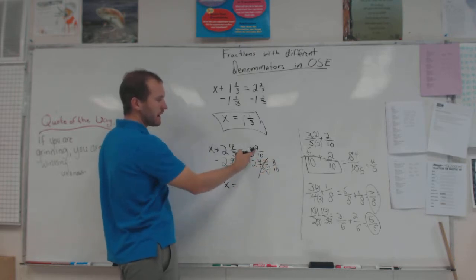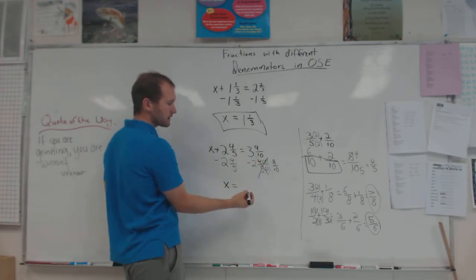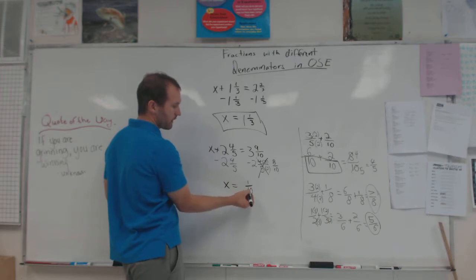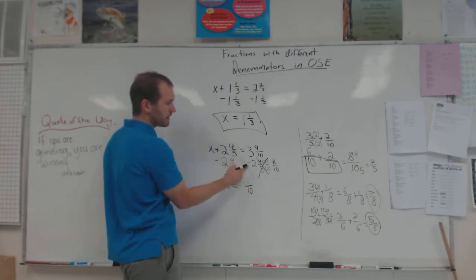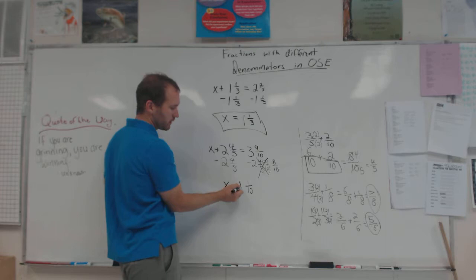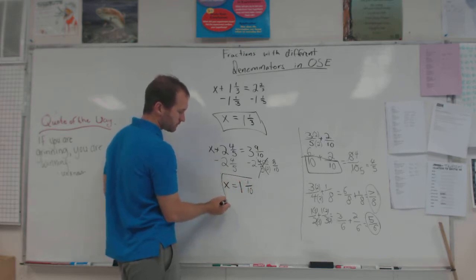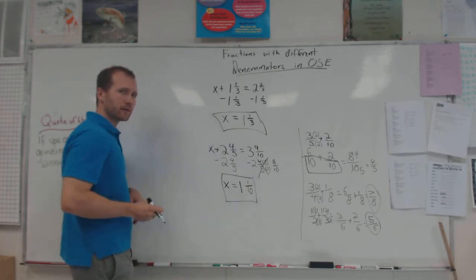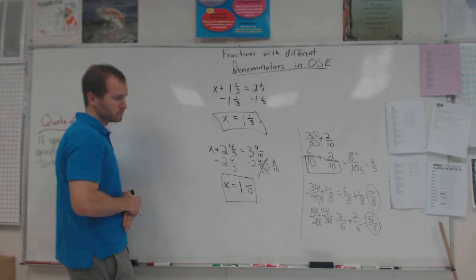Now I can do this. 9/10 minus 8/10. How many tenths do I have? 9 minus 8 is 1. And 3 minus 2, I have a whole number of 1. That is my final answer.